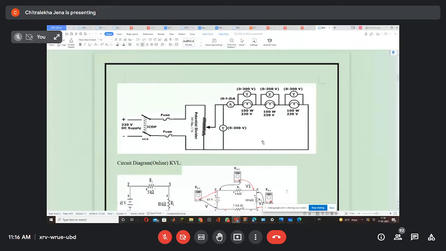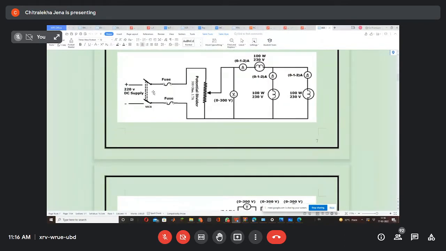Understood? Yes. Here you see, I will ask you now. This one is a dotted line actually. What is the function? What does the dotted line mean? Here you see, are you able to see the dotted line? Yes, ma'am. Why is the dotted line there?